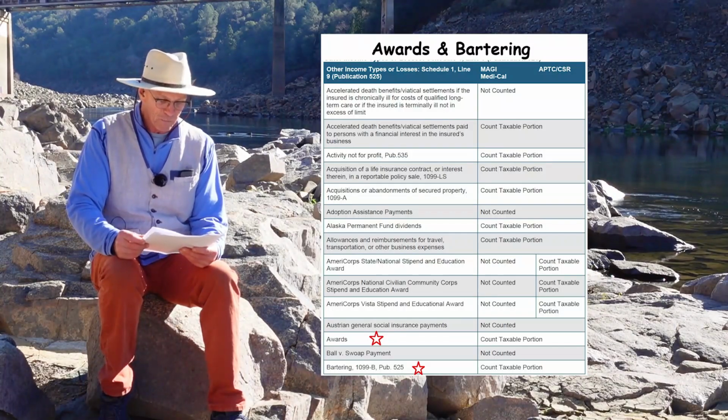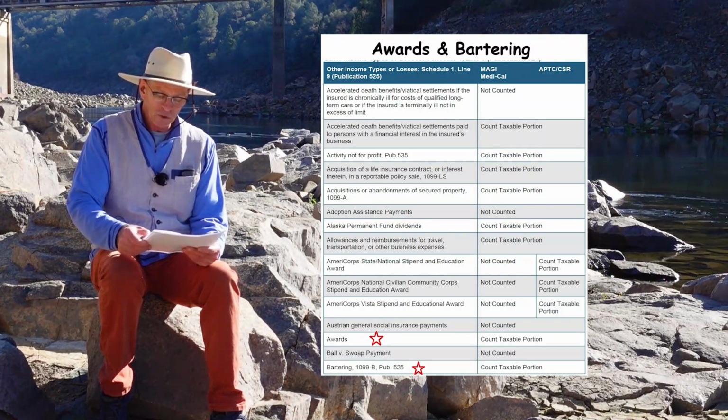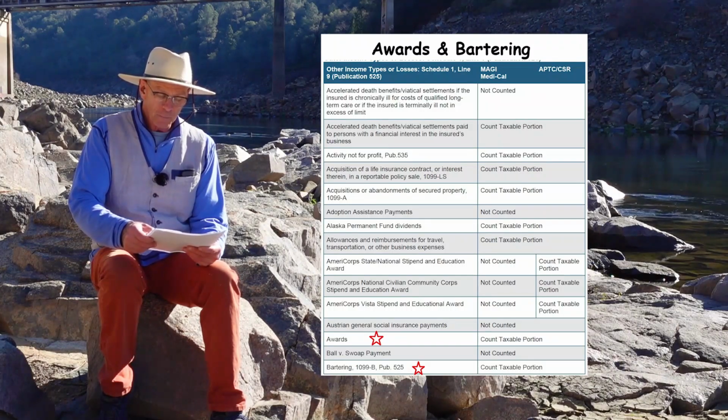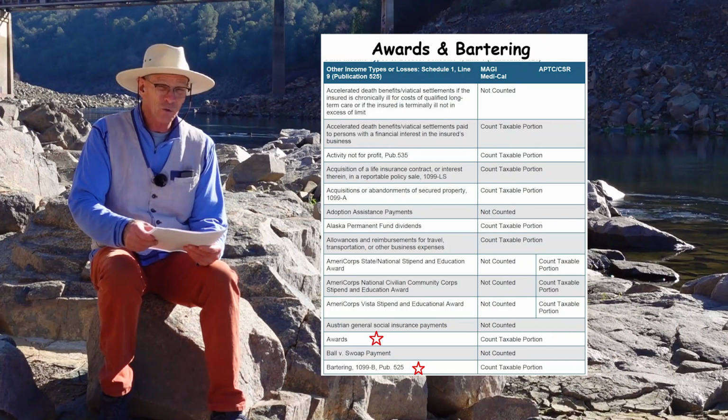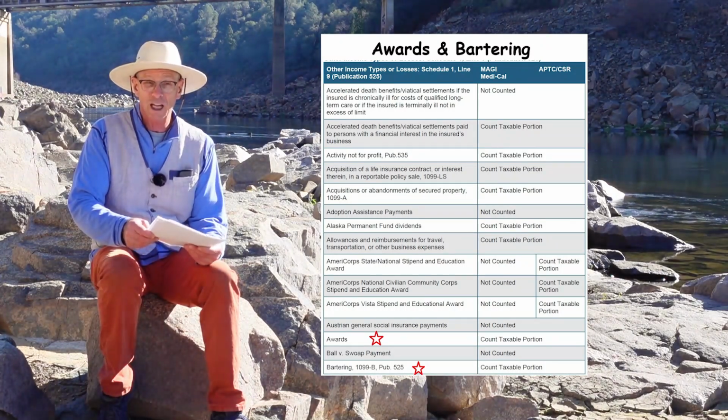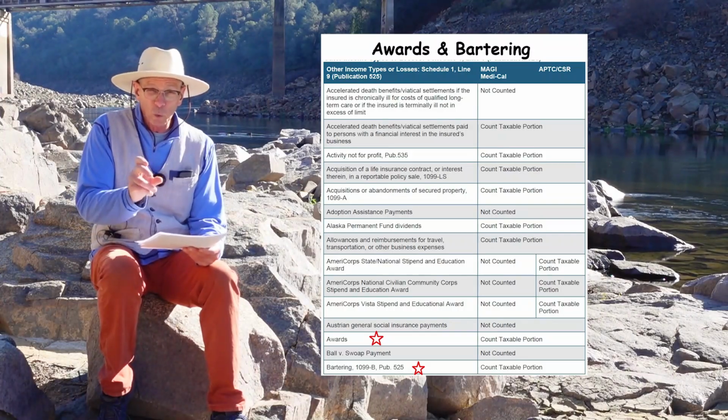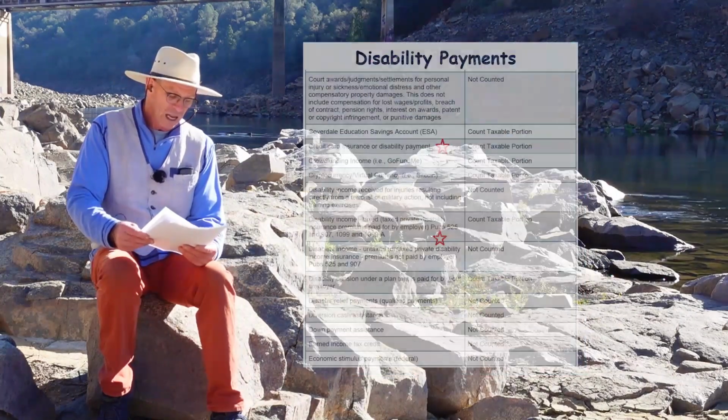Bartering income. And sometimes with this stuff, like I say, if you look at awards, countable, taxable portion for both of them. But right above that, AmeriCorps, Vista, stipend, and education award not counted for Medi-Cal, but it is counted for Covered California. So we're really parsing some of that stuff.